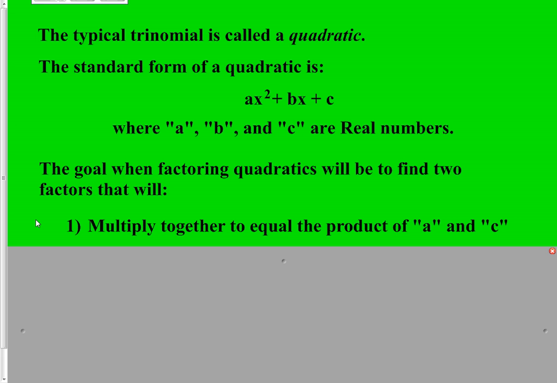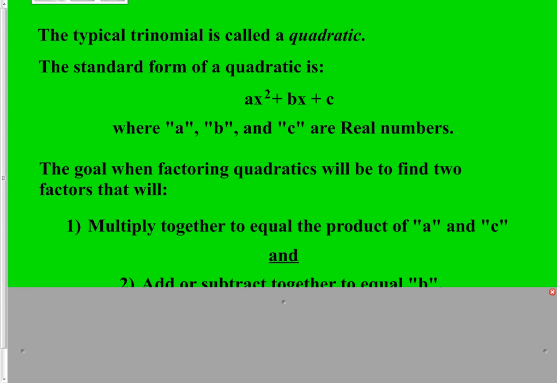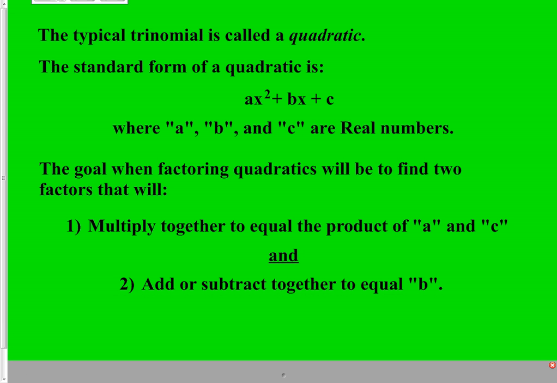But of course in our quadratic, A, B, and C are real numbers. So that number A and that number C will multiply together to equal some value. We will then take that value and factor it in as many ways as we can. That'll be part of what we're searching for: two factors that will multiply together to equal the product of A and C. And at the exact same time, they must be able to do this. The same two factors have to be able to add or subtract with each other to equal whatever the B term is from our quadratic.